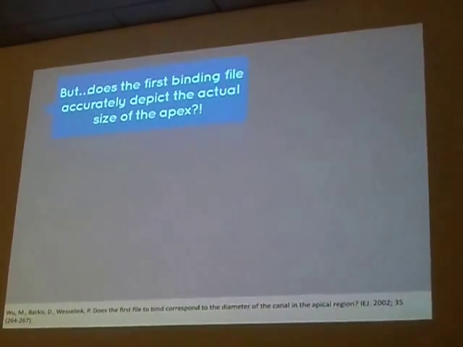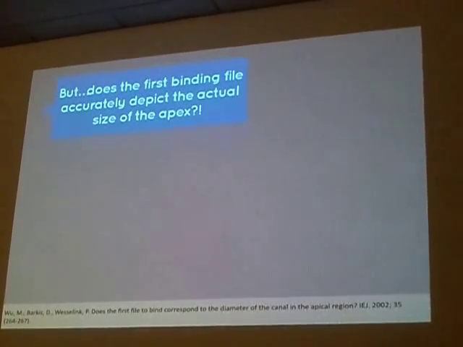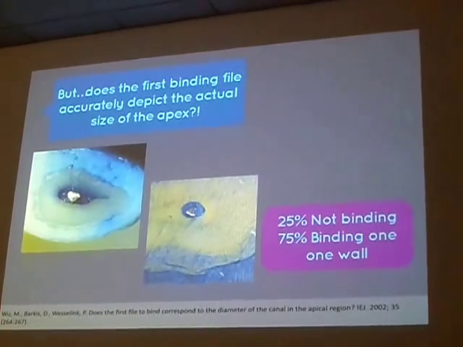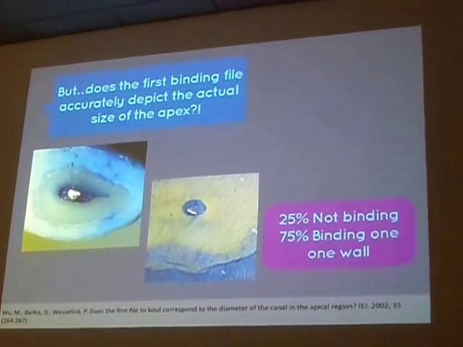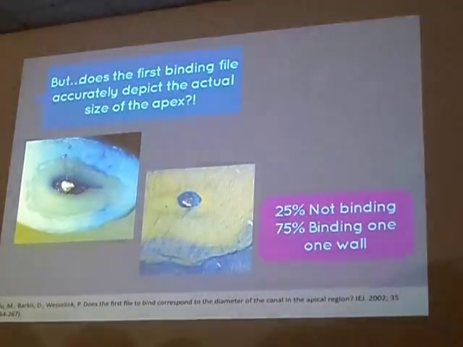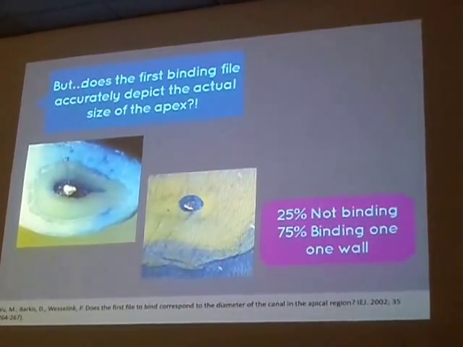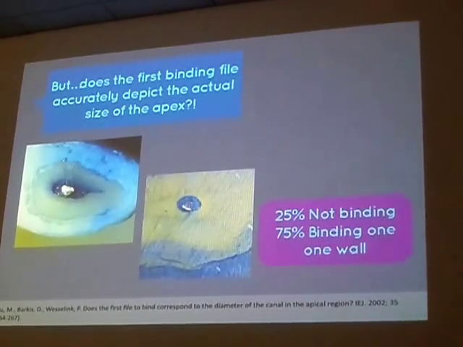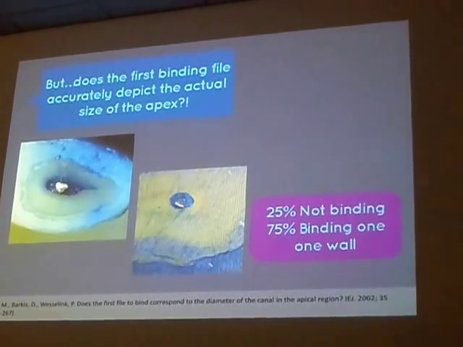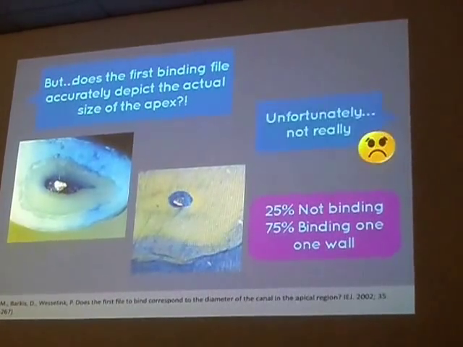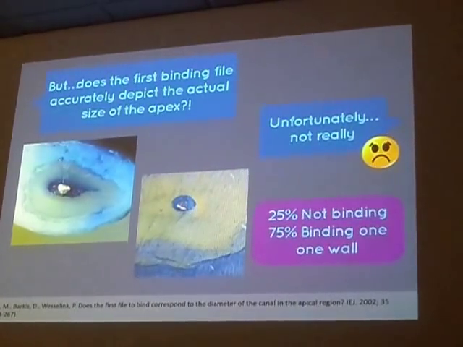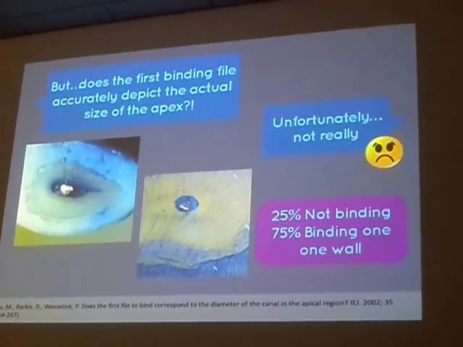So, is our first binding file actually depicting the size of the apex? Well, what we see here is in a study, they actually placed the file, and when they felt that it was binding at the apex, they cemented the file in place and they sectioned the apex. And what they found was that about 25% of these files were not binding at all at the apex, and about 75% were binding only on one wall. So unfortunately, this might not actually be an accurate depiction of the first binding file.